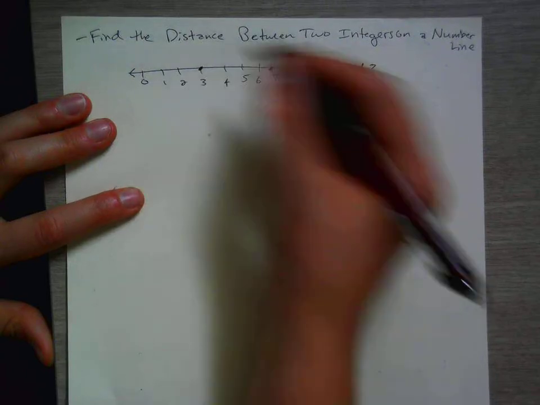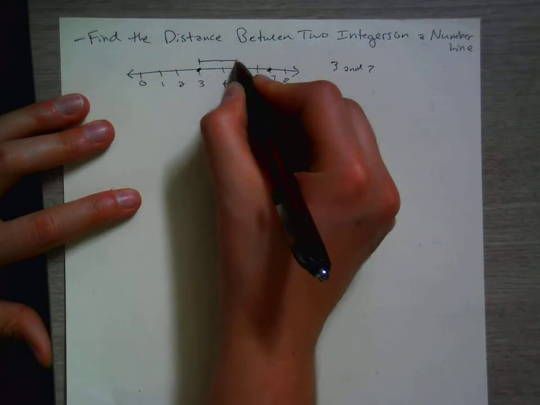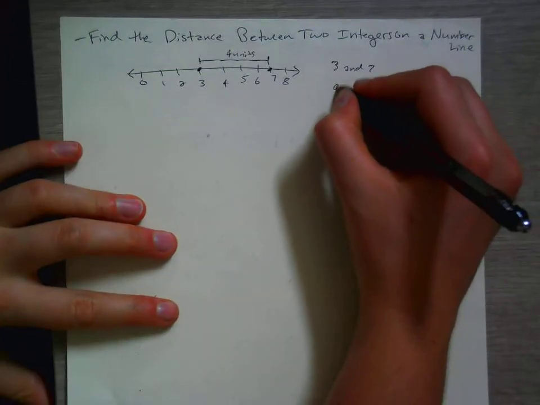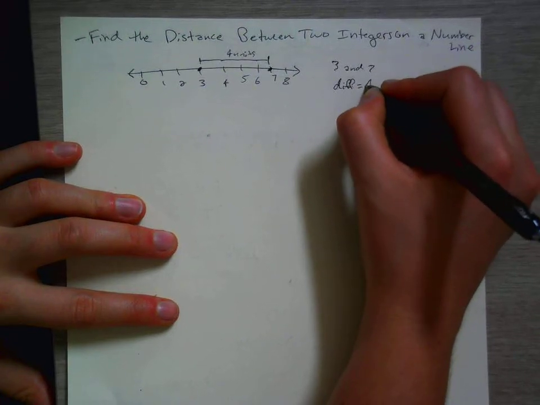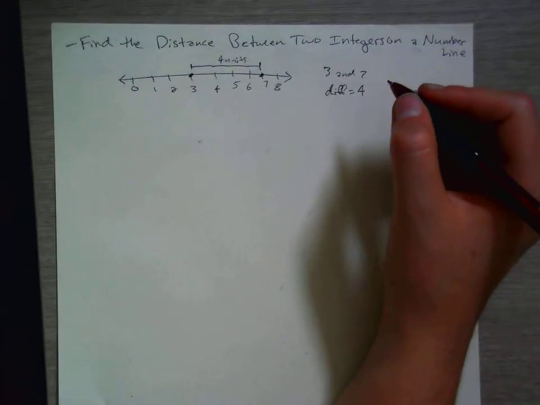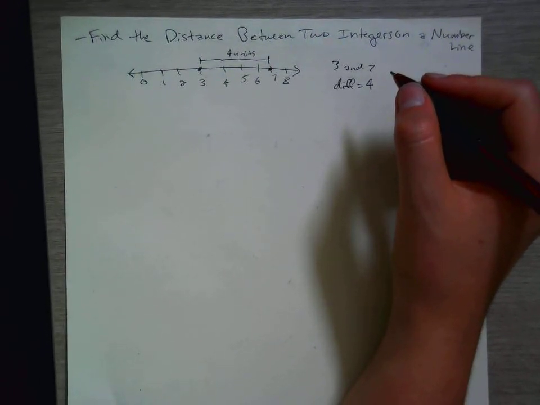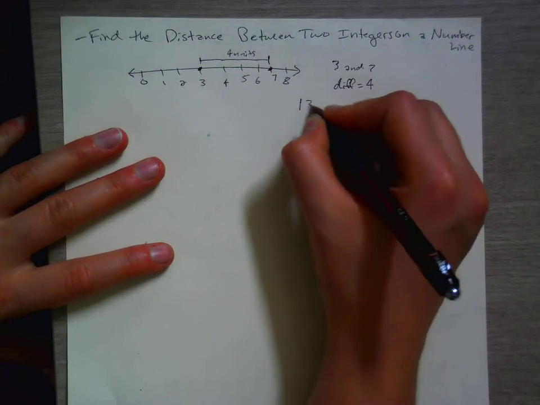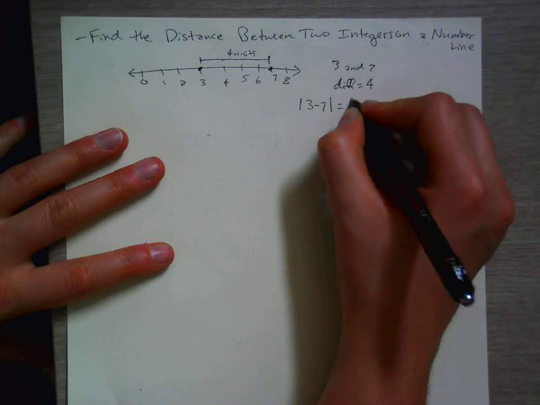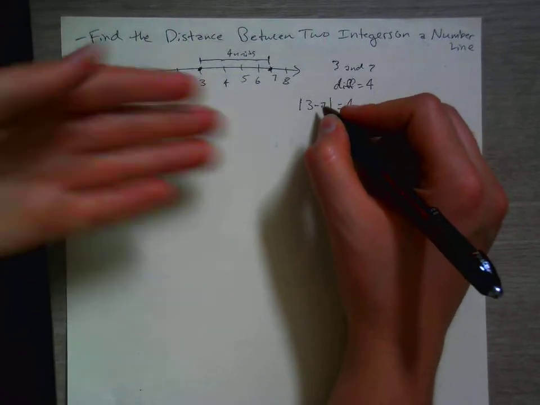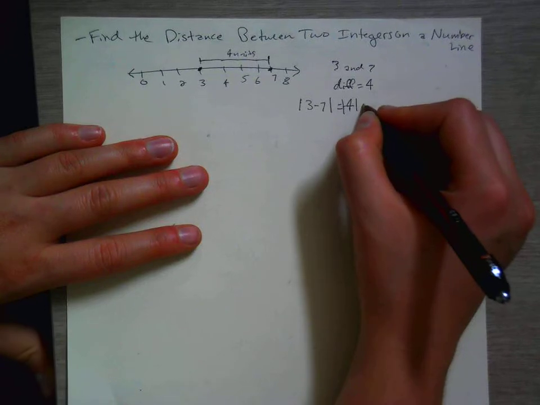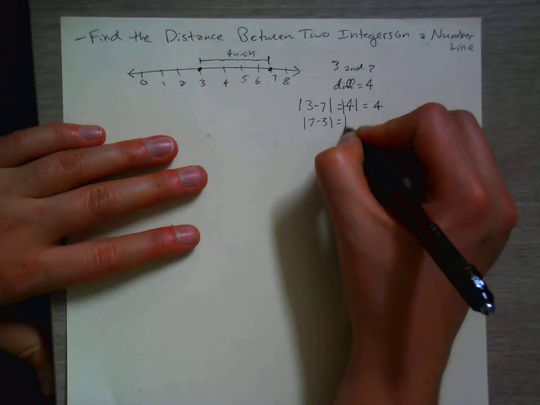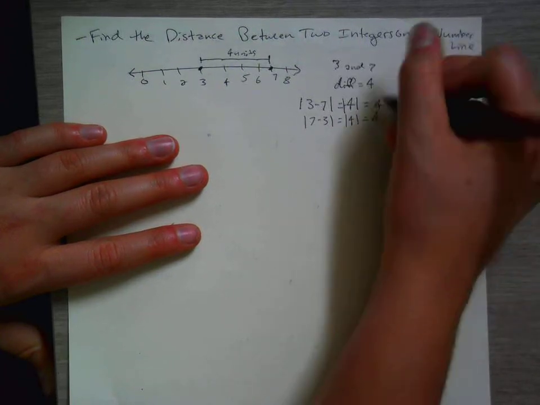The distance is 1, 2, 3, 4 units. So the difference equals 4. We could also say the absolute value of whatever the difference is. So we could say 3 minus 7, absolute value of that equals 4, because 3 minus 7 is negative 4. The absolute value of negative 4 equals 4. Or you could say 7 minus 3 equals 4. So either way, you get to the answer of the difference of 4.